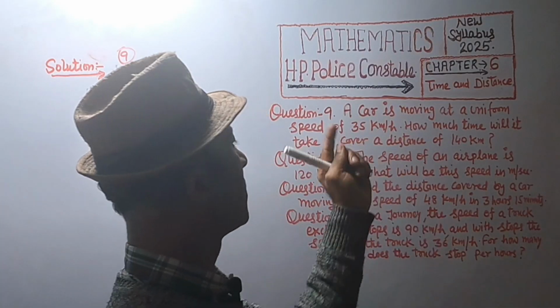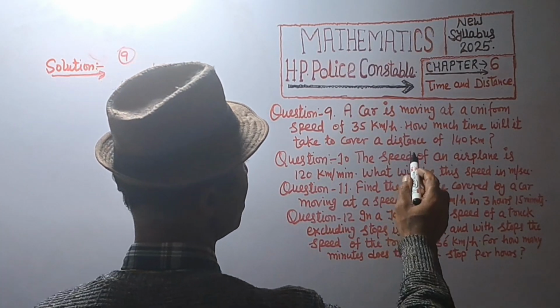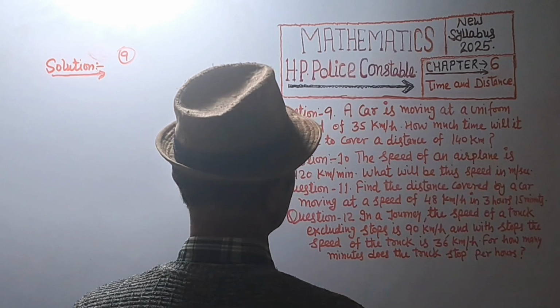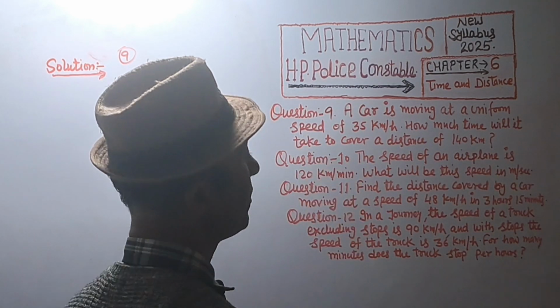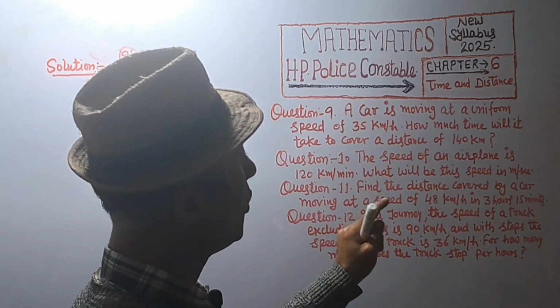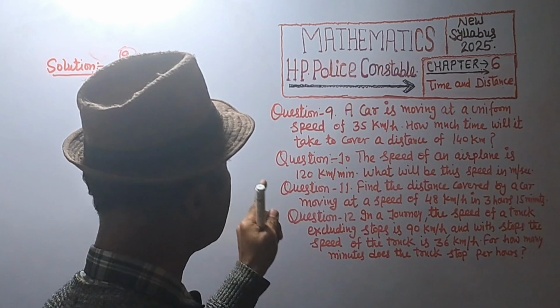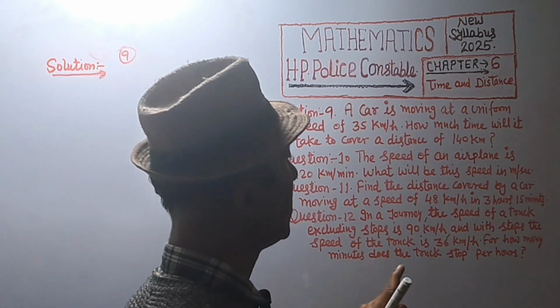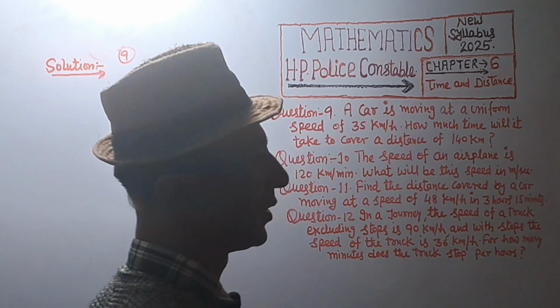Next question is question number 9. A car is moving at a uniform speed of 35 km per hour. How much time will it take to cover a distance of 140 km?